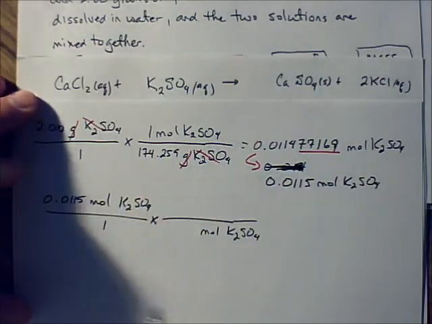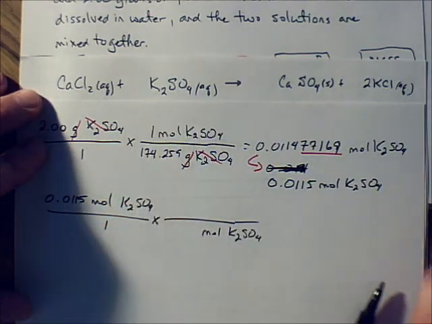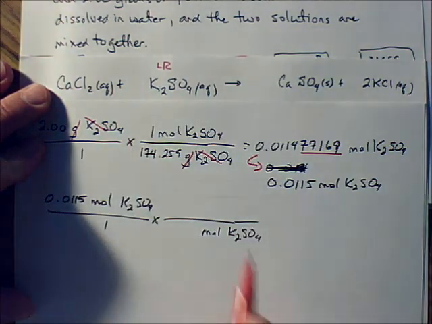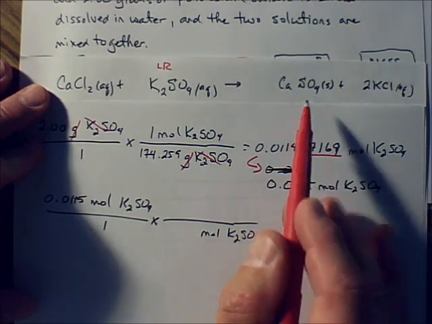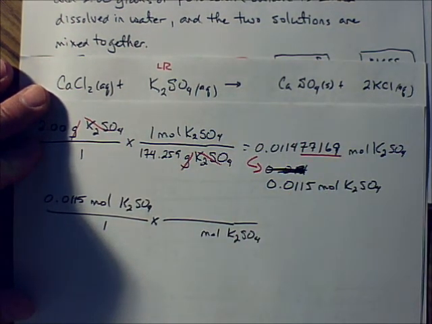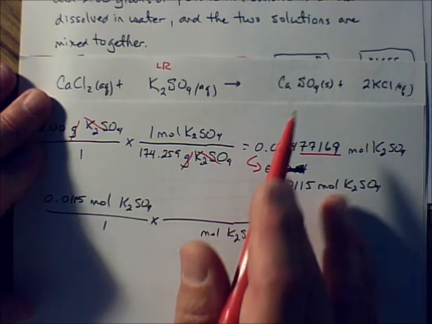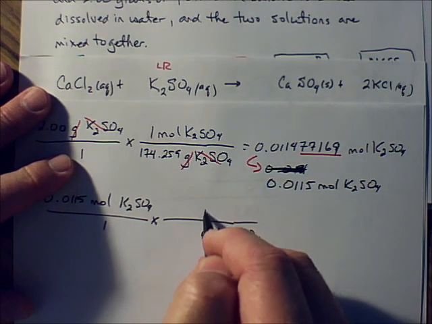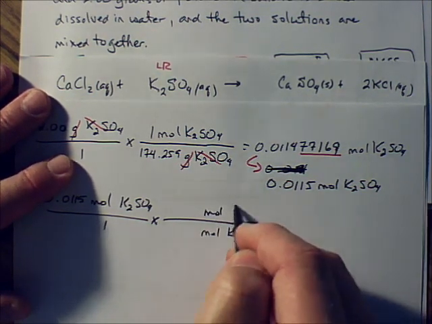So we're going to go from our limiting reactant. So we've identified this species here as the limiting reactant. And like in your lab, we want to find out how much solid is produced. In your lab, you produce a solid. We're looking for how much solid is produced. So we want to go to moles of calcium sulfate.